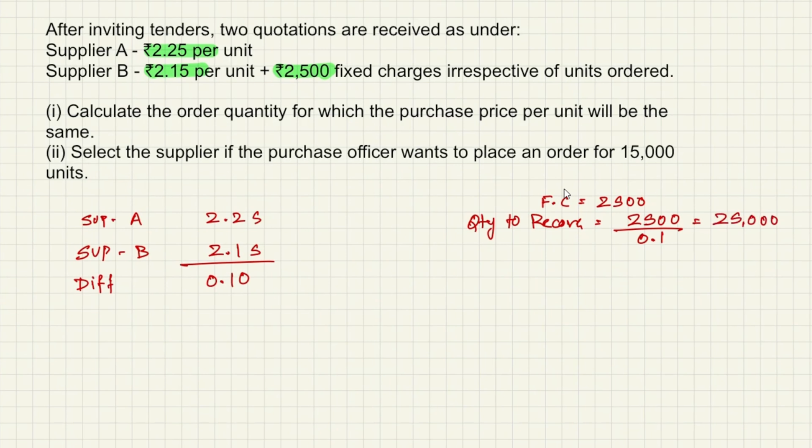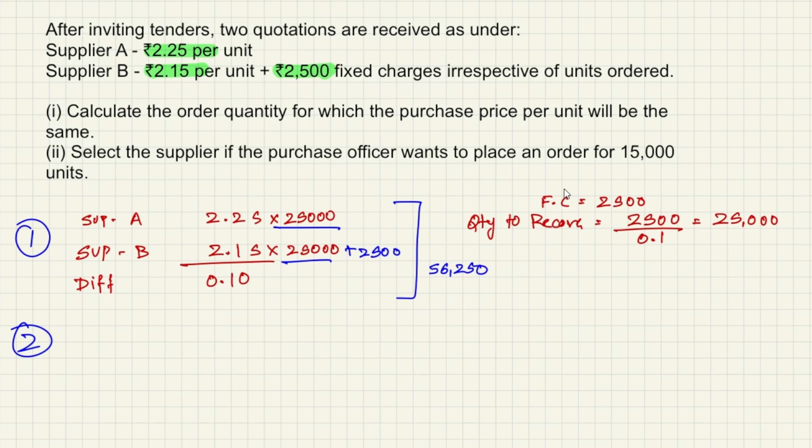You can check this, you can validate it. So 2.25 into 25,000, 2.15 into 25,000 plus 2,500. If you calculate in both the scenarios, the cost will be 56,250. So at this quantity, the cost of both supplier A and supplier B will be the same. So this is the first part. What does the second part say? It says if he wants to place an order for 15,000 units, then whom should you select?